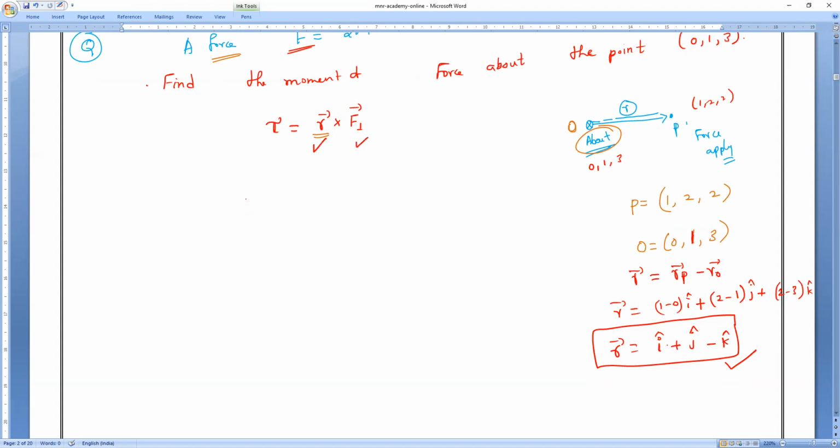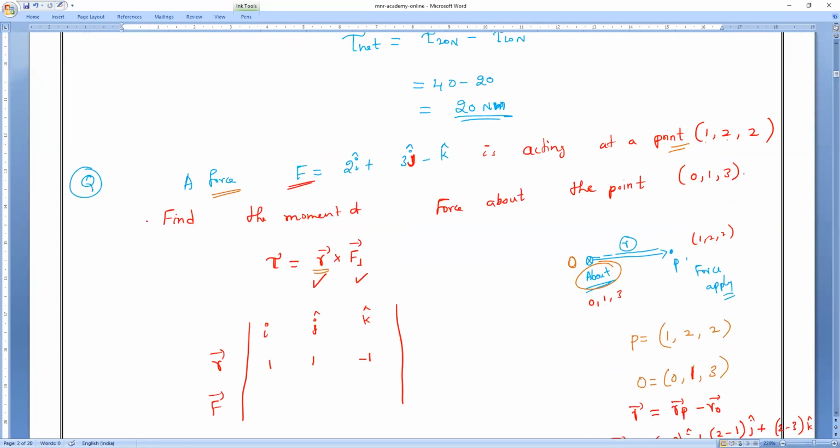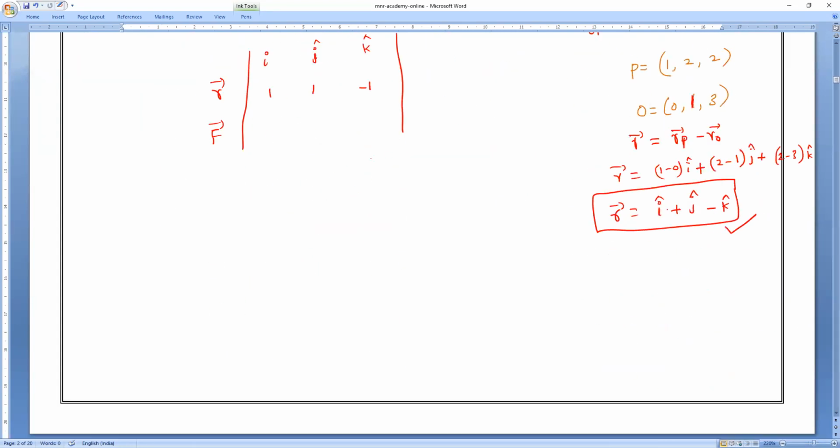So now we have to apply the vector addition. You might remember the matrix. So R as well as F, I cap, J cap, and K cap. R value is 1, 1, minus 1. Next one, about F. F is how much? 2, 3, minus 1. That's all. Now we have to do the what product? Cross product or dot product?